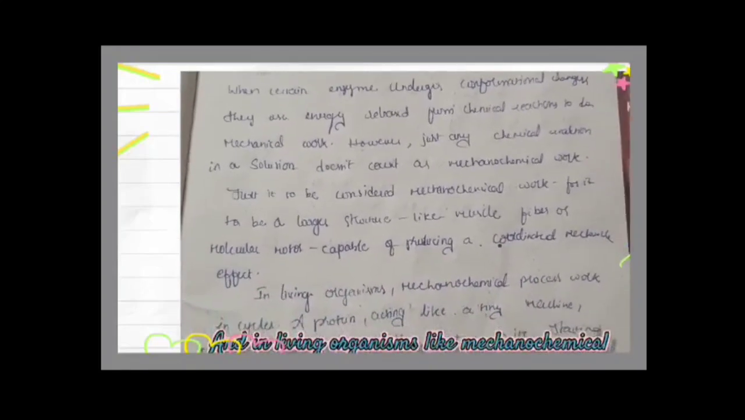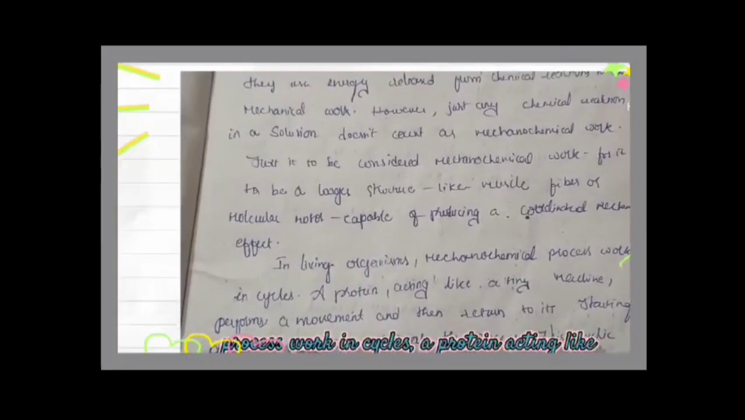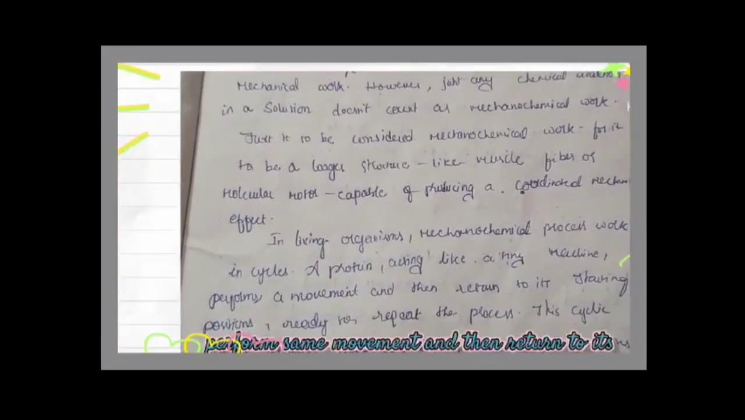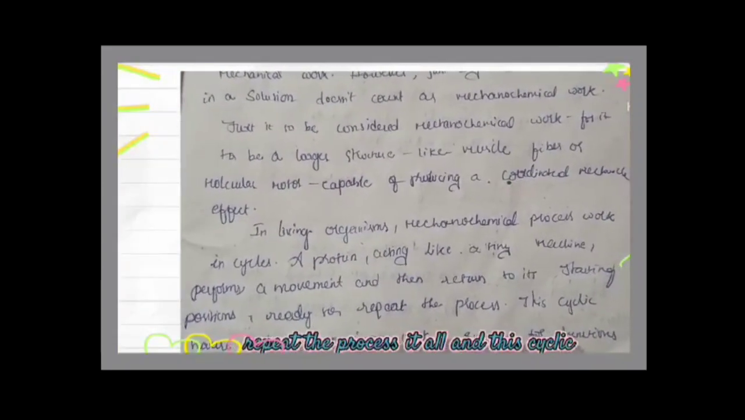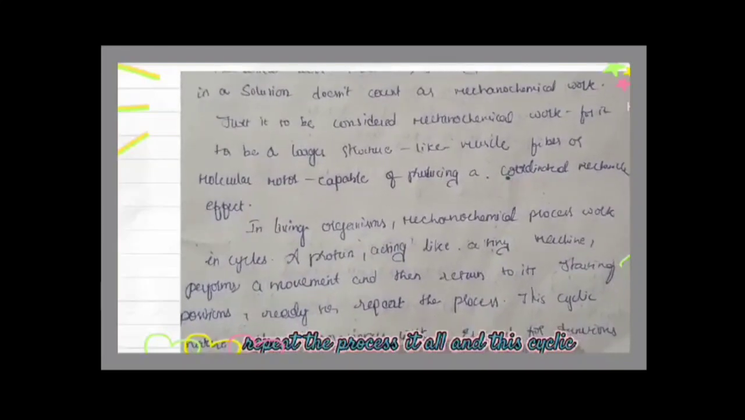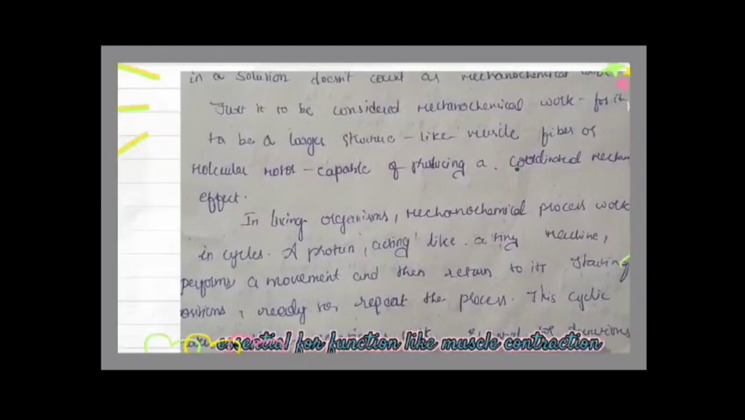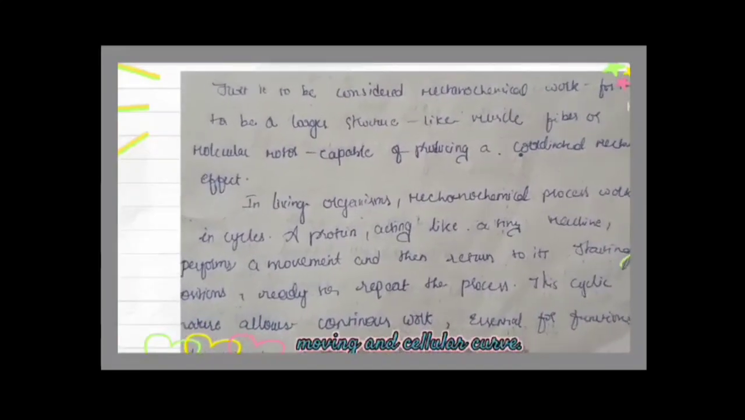In living organisms, mechanochemical processes work in cycles. A protein acting like a tiny machine performs a movement and then returns to its starting position, ready to repeat the process. This cyclic nature allows continuous work essential for functions like muscle contraction, movement, and cellular cargo transport.